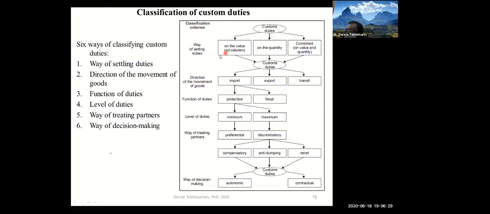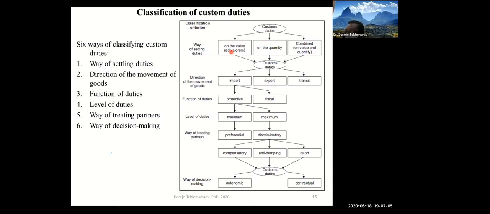One way we can consider is on the value of the item. We call it the ad valorem tariff. Or we can consider the quantity to be taxed. And the third one, we may consider both of them: up to a certain volume, like a 15% import tax, but if you import beyond this volume, maybe a 40% tax.